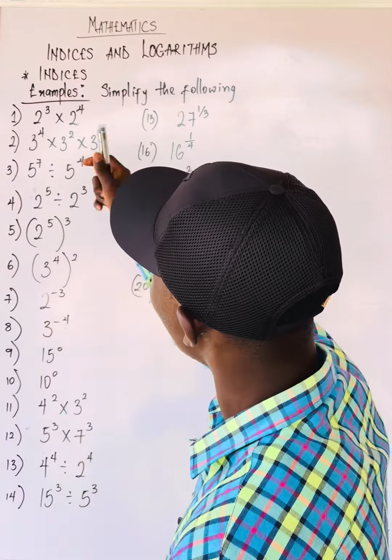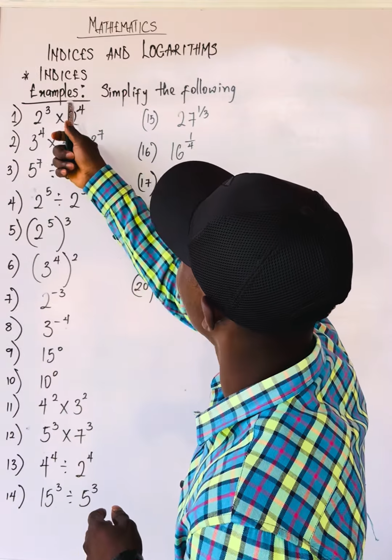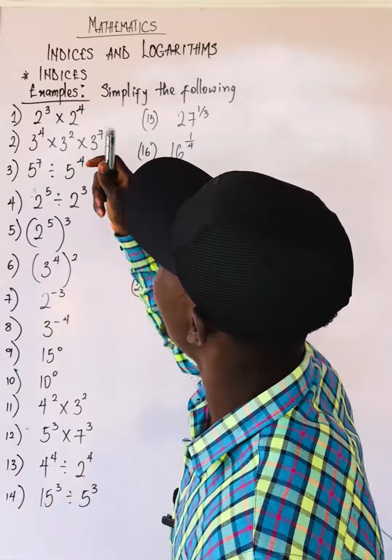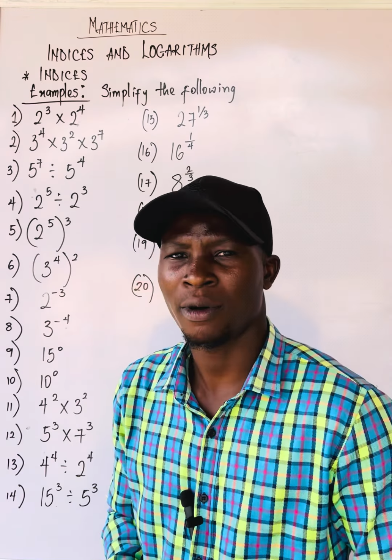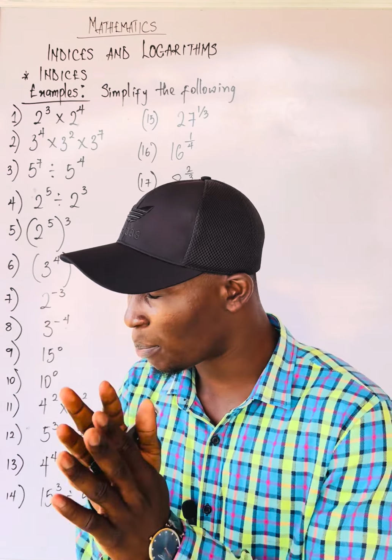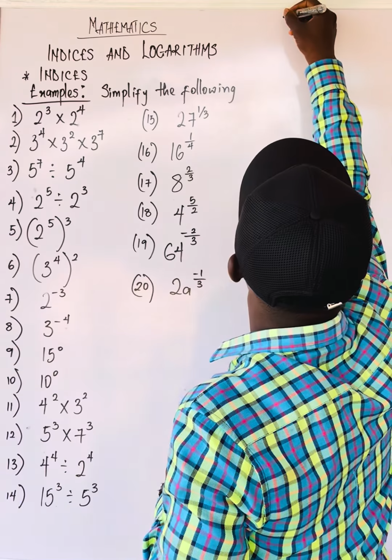Now let's start with the questions. Example: simplify the following. Question one says 2 raised to power 3 multiplied by 2 raised to power 4. All these questions will be applying the laws of indices. Now, solution.